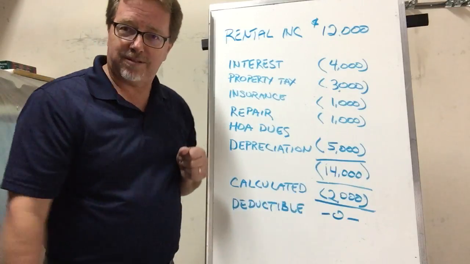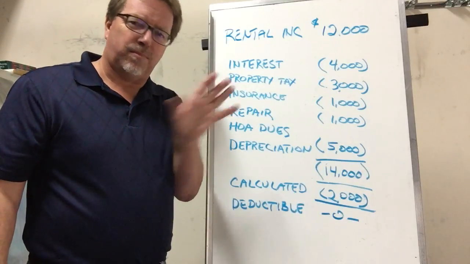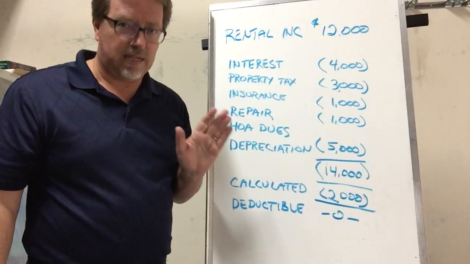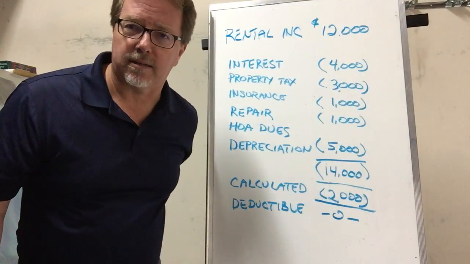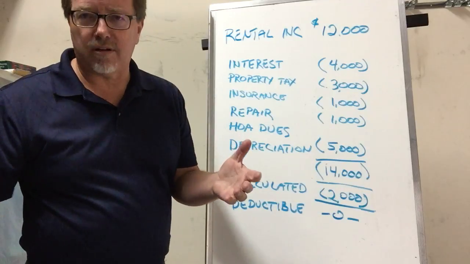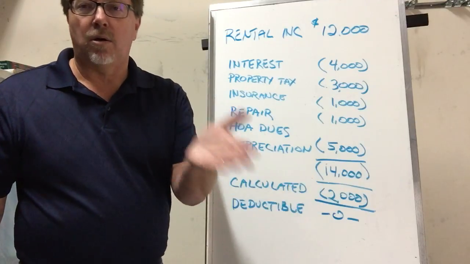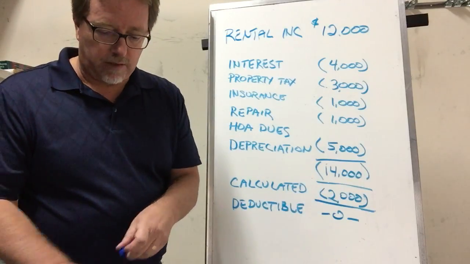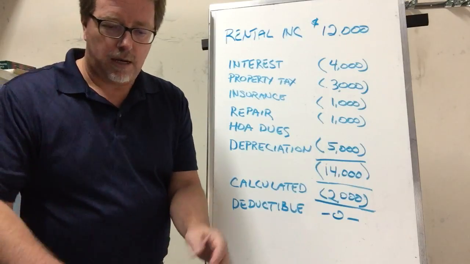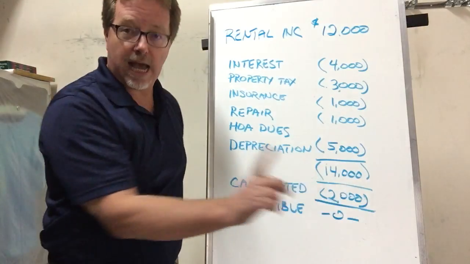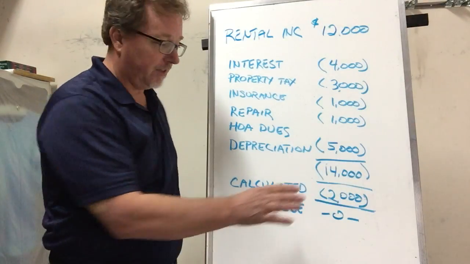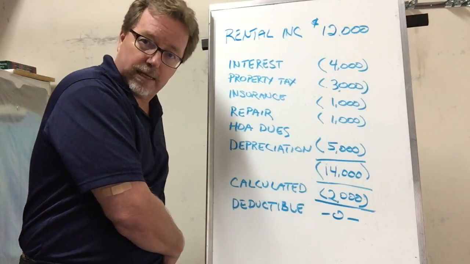Well, what happens to that calculated loss? Does it just kind of disappear and go away? No, it doesn't do that. I say it goes in your back pocket. A more correct term might be it's suspended or carried forward. So let's say in year one, you have pretty good income and you did not get to deduct your loss. This $2,000, it's gone in your back pocket.